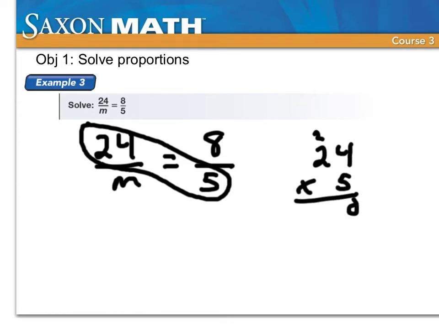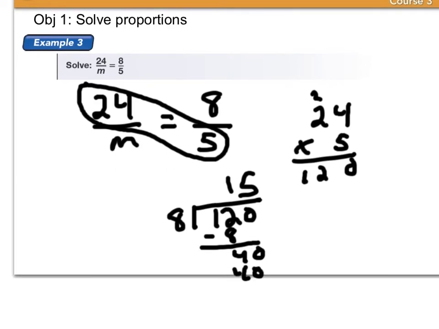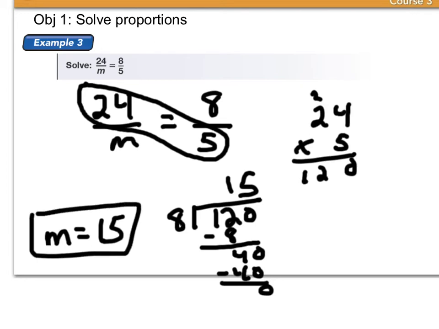And we're going to multiply the numbers inside the loop. And 24 times 5 is 120. And then I'm going to divide by the number outside the loop. So then I'm going to take 120 and divide it by 8. Okay, and I get 15. Well, I was solving for this letter M, so my answer is M equals 15. Okay? So that tells me that the number 15 should go in here to make these two things proportional. So 24 over 15 is the same as 8 over 5.